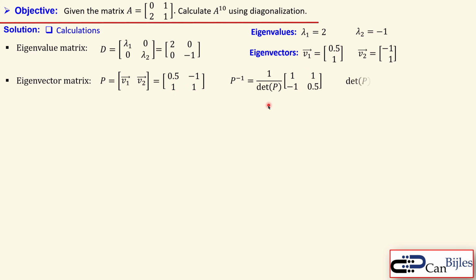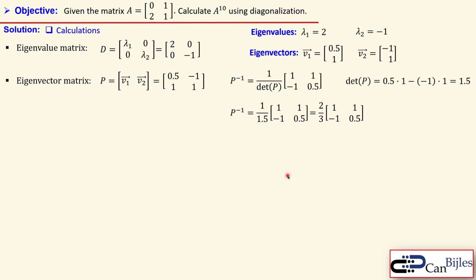Now, what is the determinant of P? How does the formula work? This is 0.5 times 1 minus the product of these two. That's shown here, and that will result in 1.5. So we get here 1 over 1.5 times this. Now, 1 over 1.5 is actually 1 over 3 over 2, which is then 2 over 3 as a fraction, and then you have this expression for the inverse of matrix P.